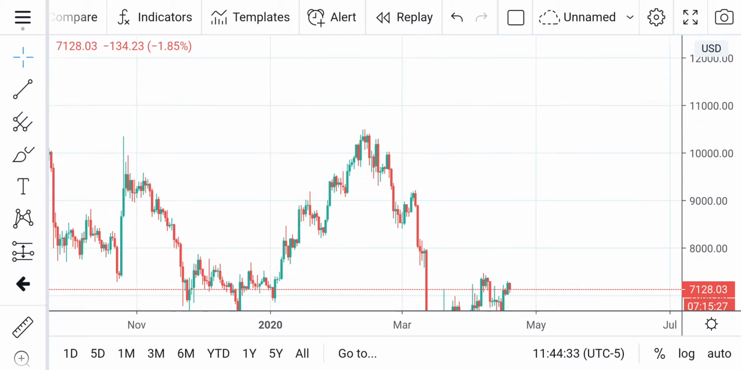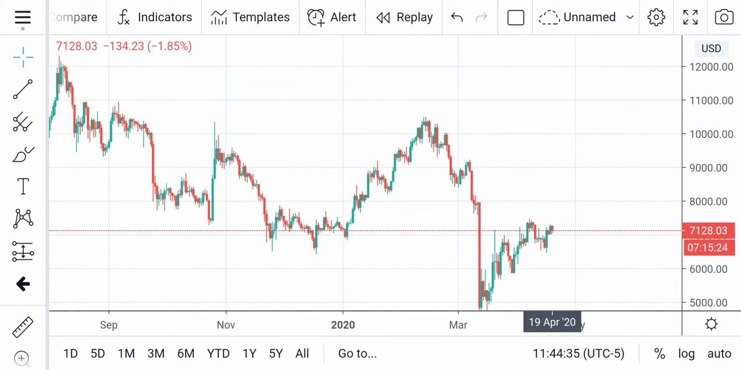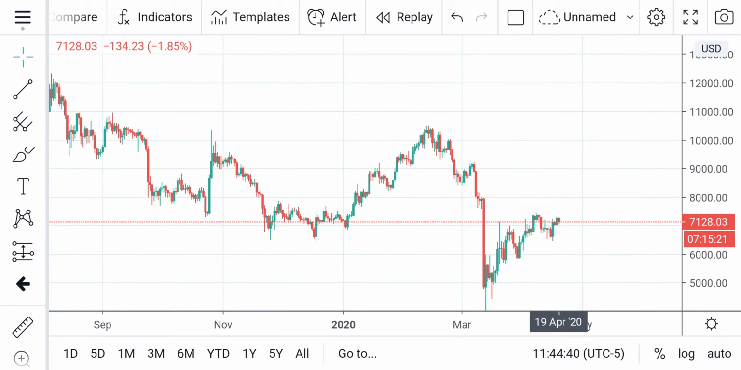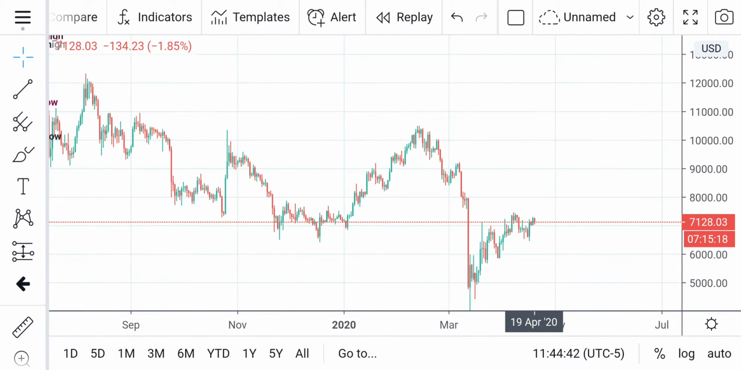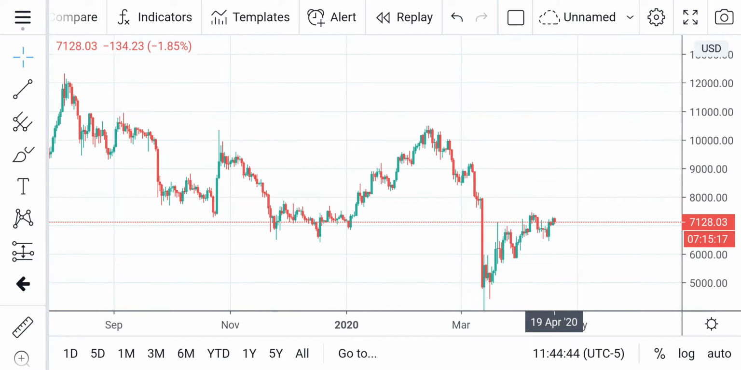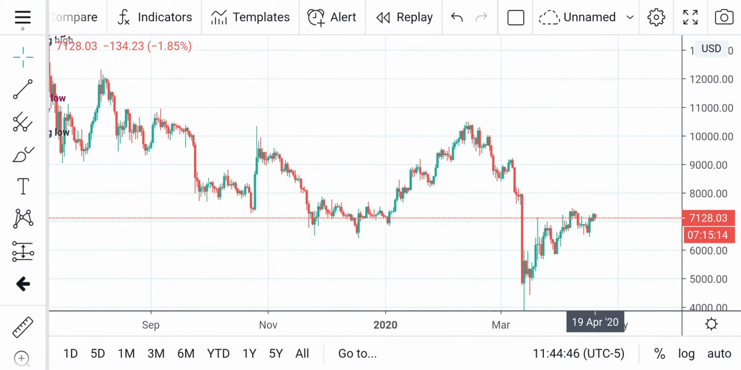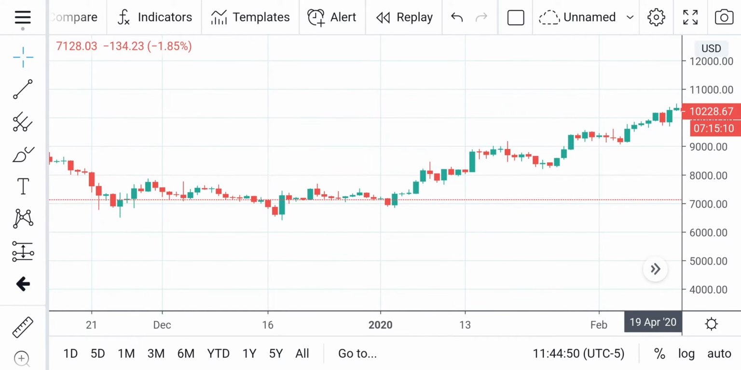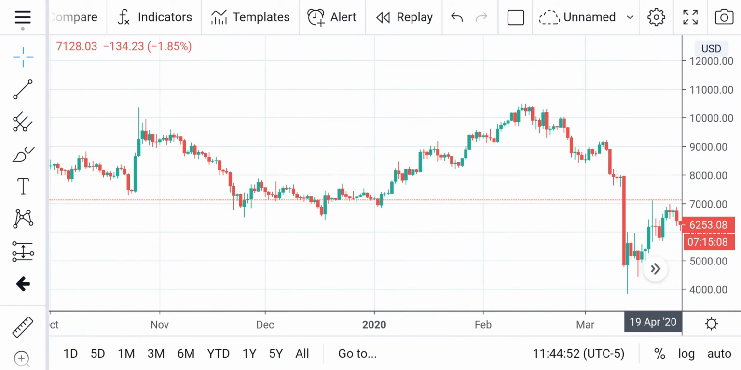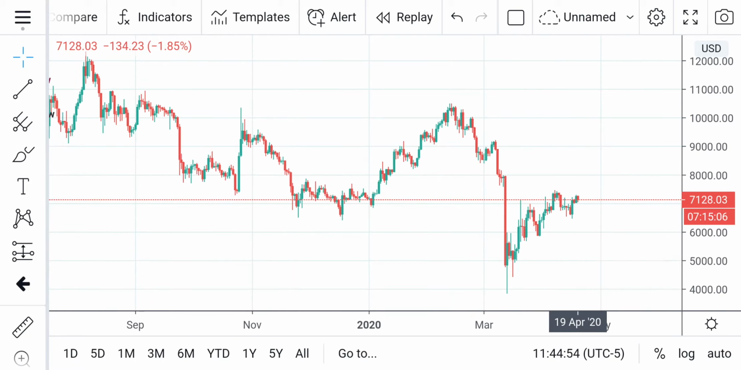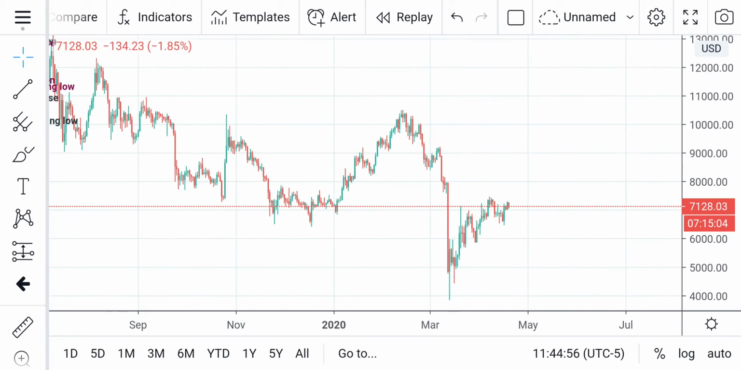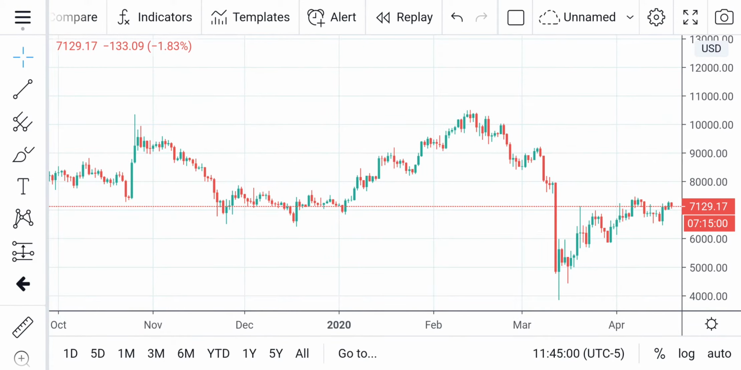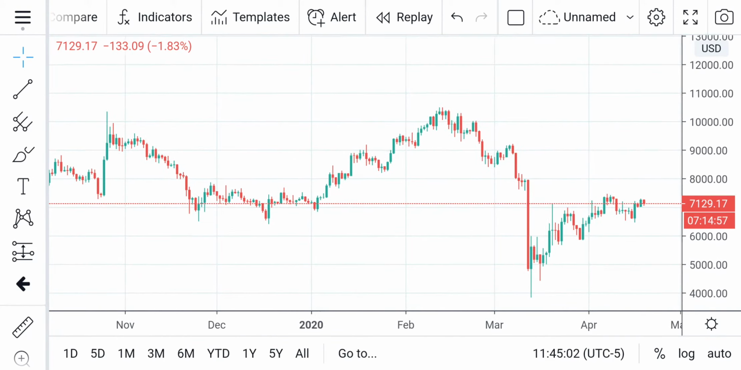In order not to make this video too long, how do you draw your support and resistance? First, you have to adjust your charts in order to see the bigger picture. If you just leave your chart like this, you won't be able to see anything. So you have to zoom in and zoom out your chart like this, so that you can see your key areas.